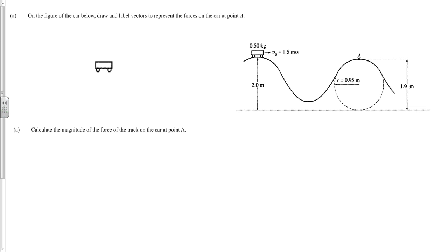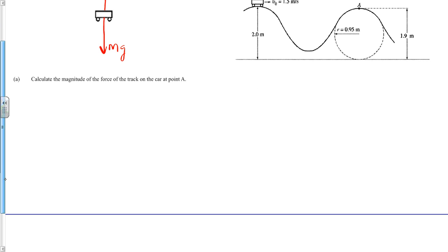Part 2 changes gears a little bit and turns it into a circular motion problem. What forces do we have at point A? Normal and mg. That's it. They're centripetal forces because we're going around in a circle. So when we do part C, calculate the magnitude of the force of the track. What's the force of the track? It's a normal force.